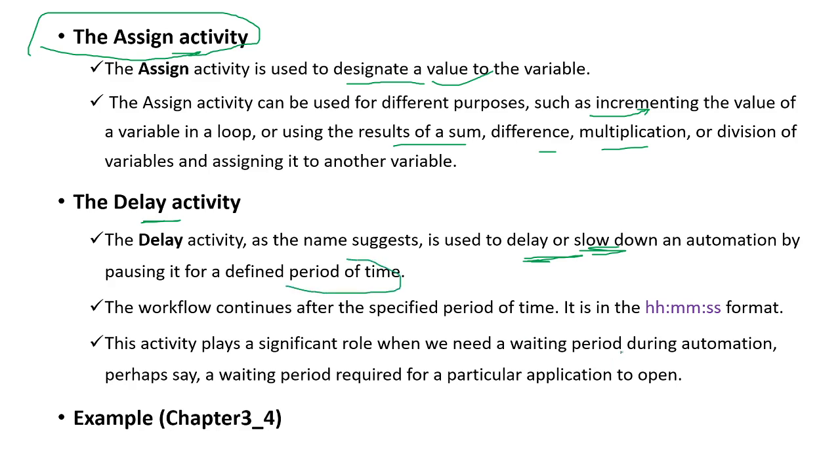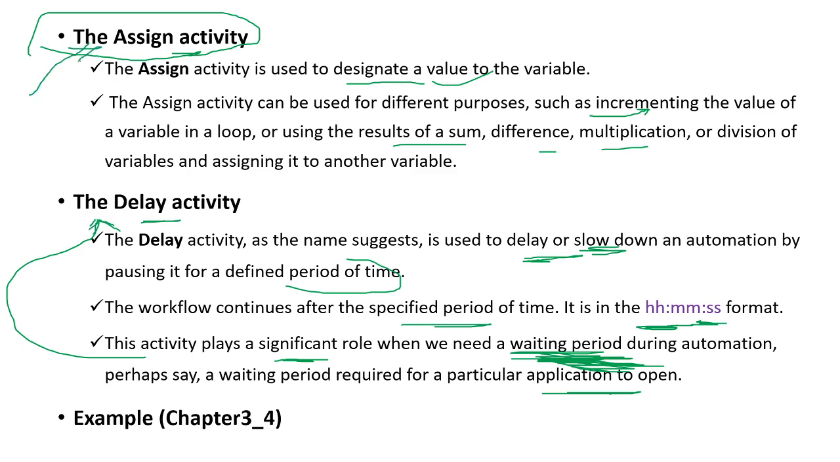The user can specify the period of time by using this format: hours, minutes and seconds. The delay activity can be used when there is a need for waiting time. I mean, if you want to wait for some period of time to open a particular application, then you can go ahead with the delay activity. And you use the assign activity when you want to assign a value to a variable, or one variable to another variable, or a computation result to a variable.